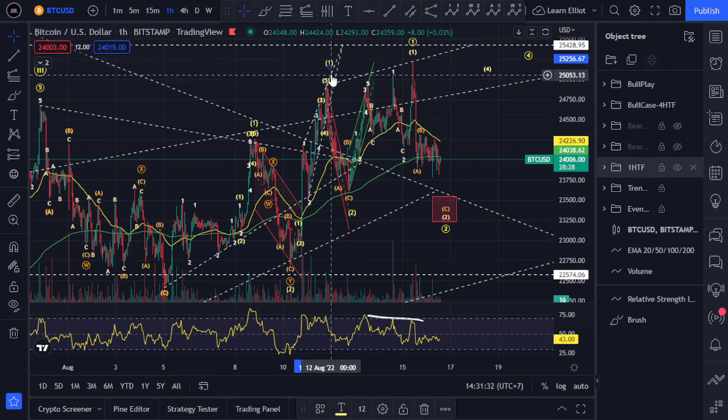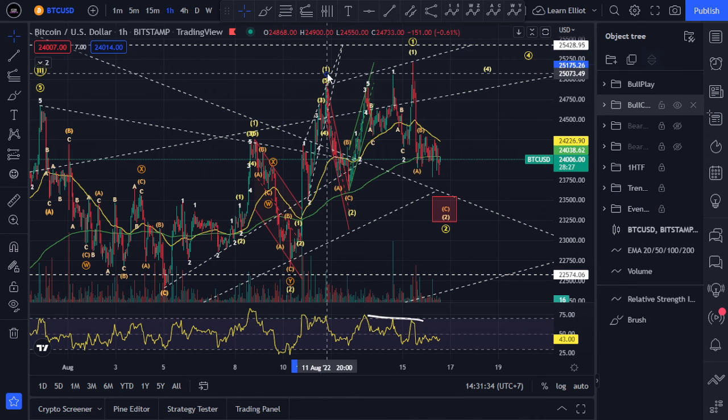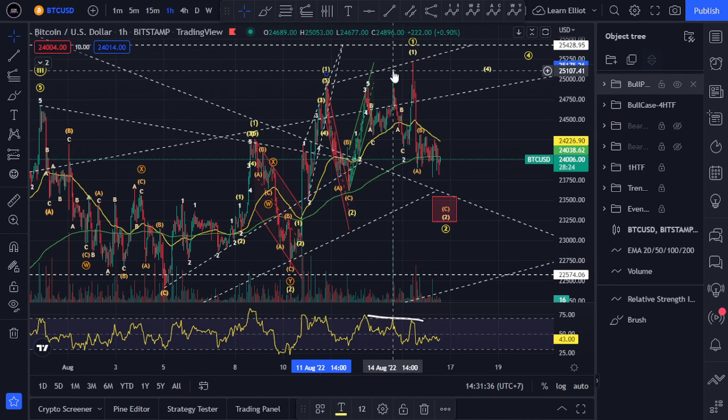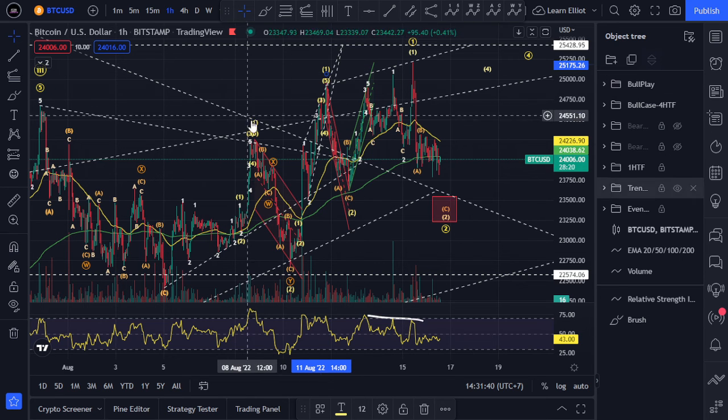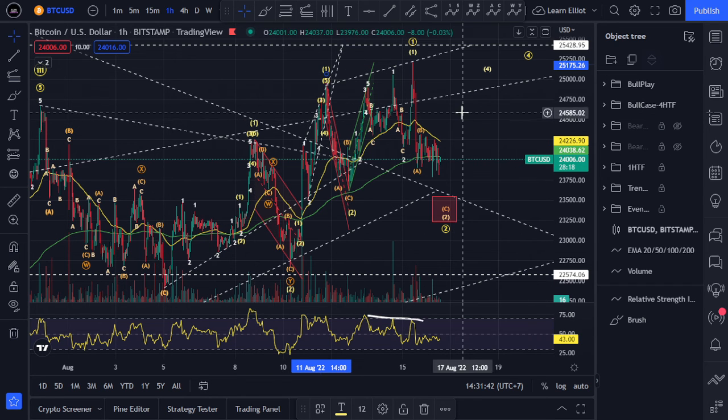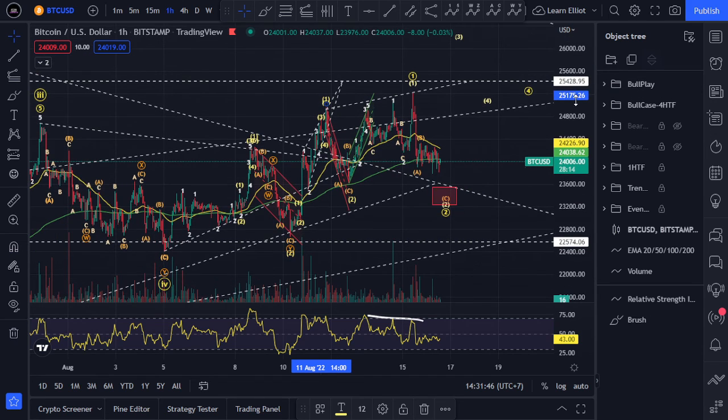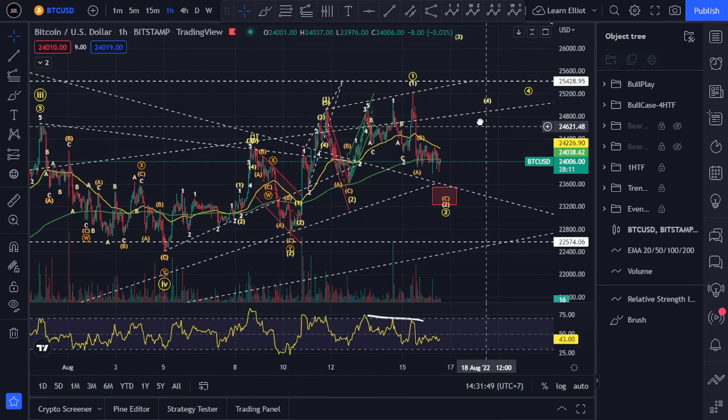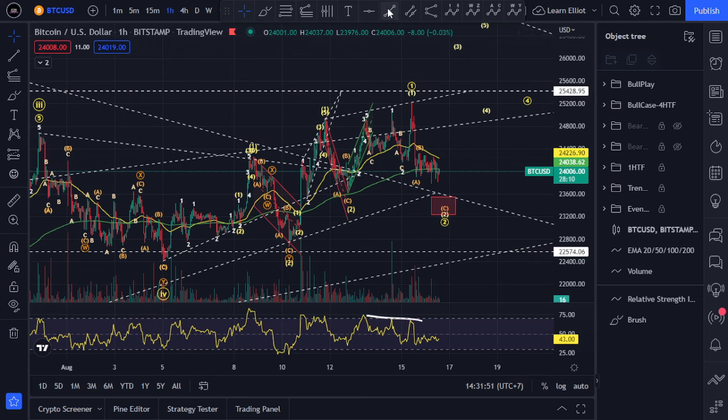Actually, I don't really know how to calculate this. If I put the sub microwave around here, we have an overlapping fourth wave, so it's a little bit hard to put the wave here. Also, considering that this is a leading diagonal. Yep, it looks like a leading diagonal to me.